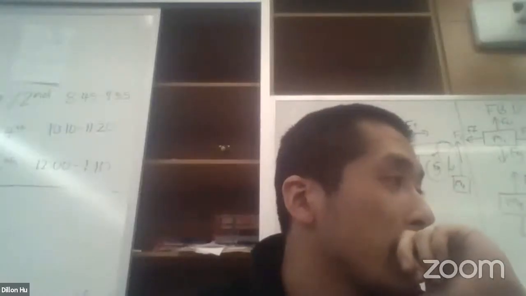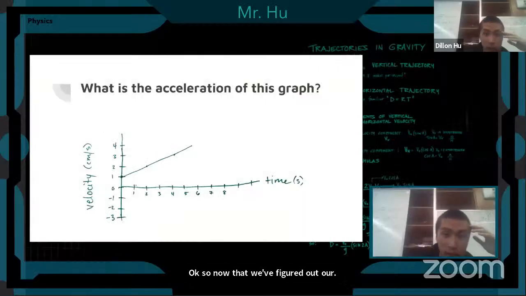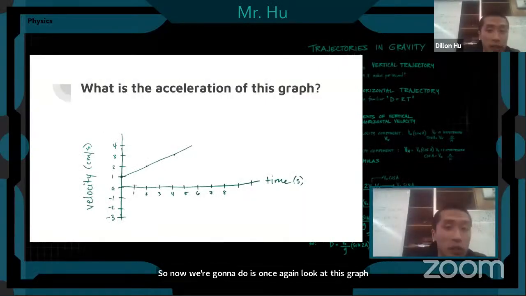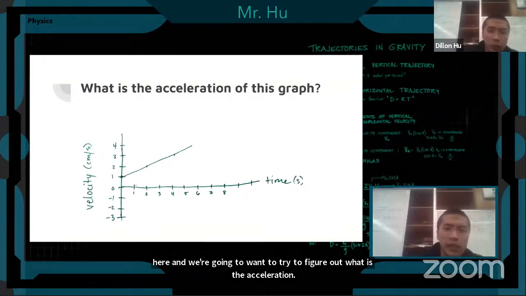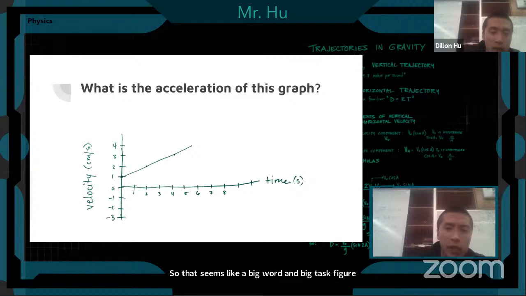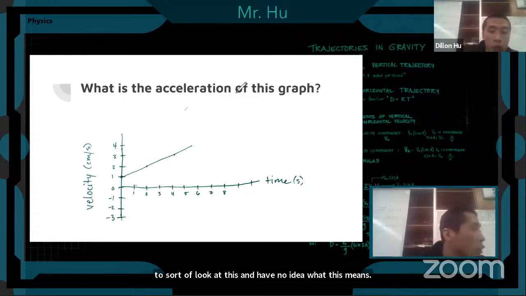Okay, so now we're going to take a look at this graph here, and we want to try to figure out what the acceleration is. That seems like a big word and a big task, figuring out an acceleration. It's easy to look at this and have no idea what it means. So let's quickly review what it means to have an acceleration.